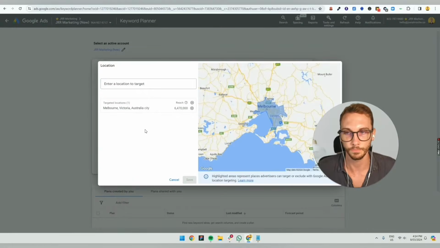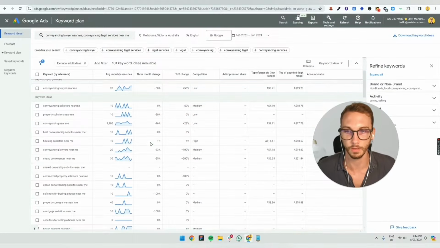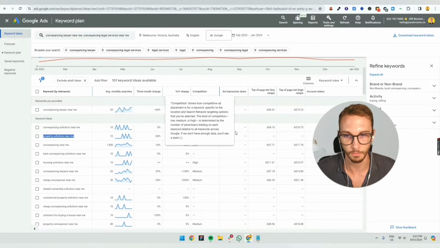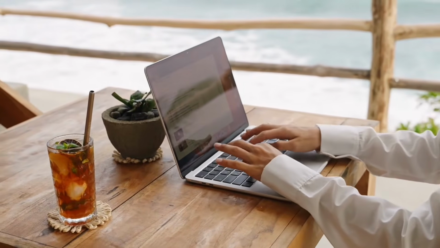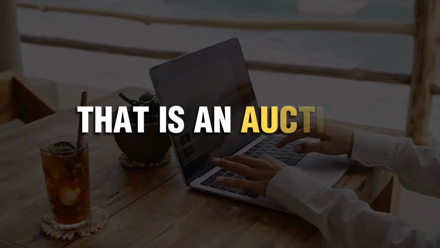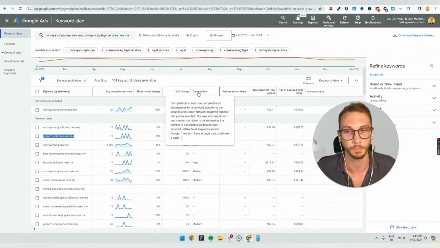We set the location as Melbourne because we're in Melbourne. Get results, and it'll come up with a bunch of ideas here, right? And so it's got conveyancing solicitors near me, property solicitors, all this kind of stuff, which is amazing. And you've got like competition. So that's usually, there's actually like 100 slots available per like auction that you enter into. And each time someone types in like a query and searches something on Google, that is technically an auction. So imagine 100 people competing for each like little query that people type in.